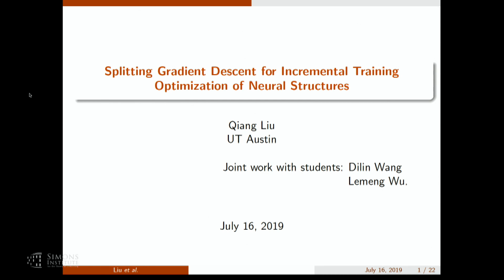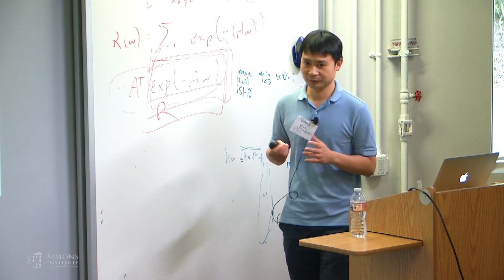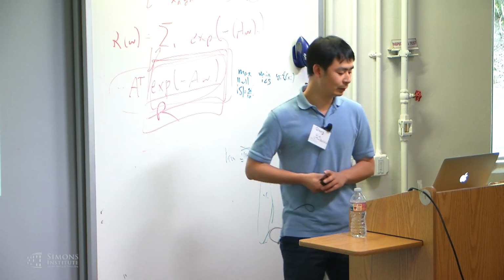By Qiang from UT Austin: splitting gradient descent for incremental training optimization of neural structures. Thank you very much. So these are some of the new ideas that we came up with for optimizing neural network structures using some ideas from functional gradient descent.